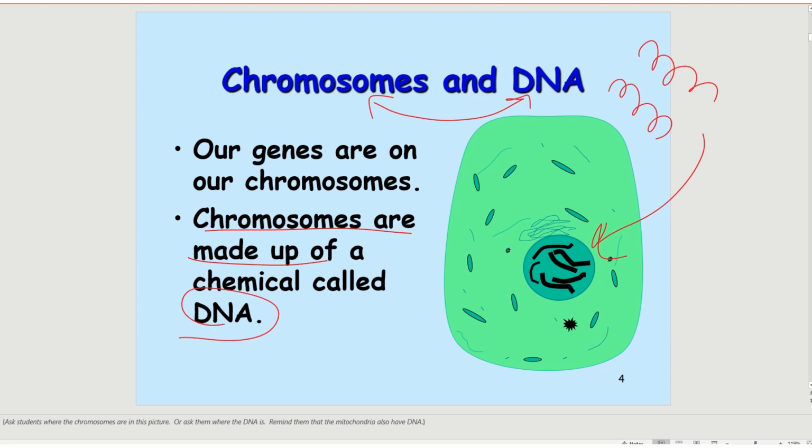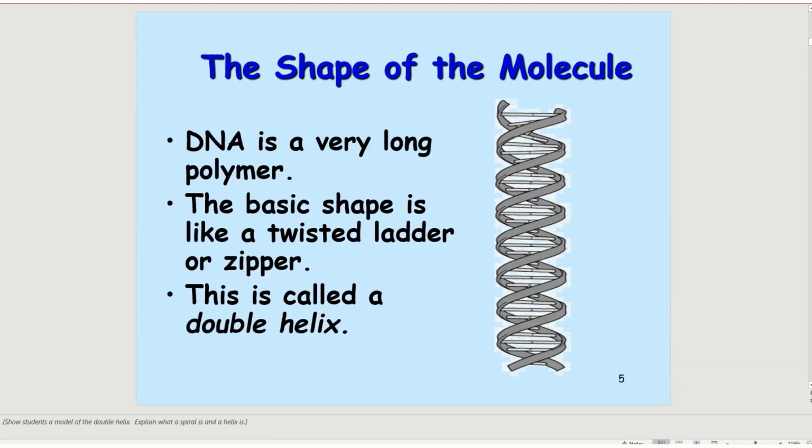Now, where do you find these chromosomes? Where do you find this DNA, this nucleic acid? In the nucleus, right? In your cells. So nucleic acid is found in the nucleus.